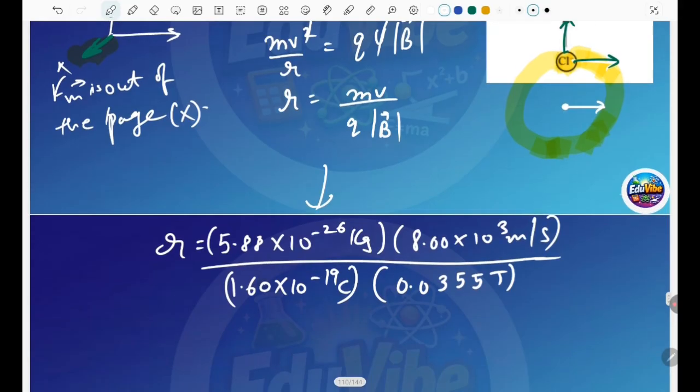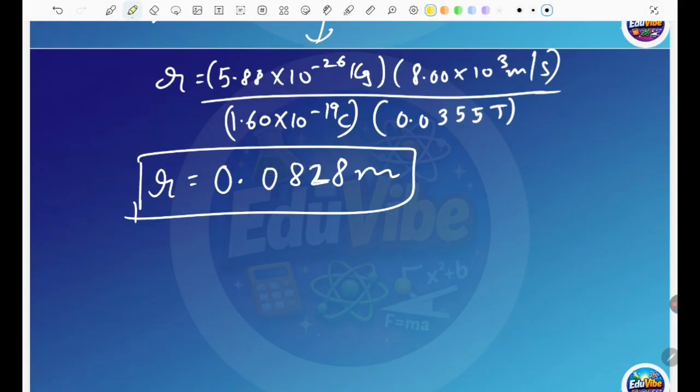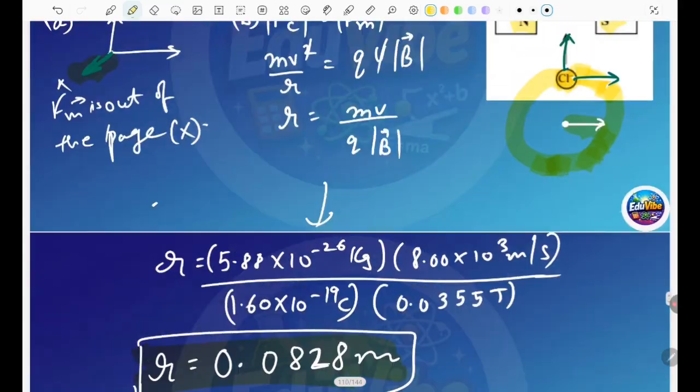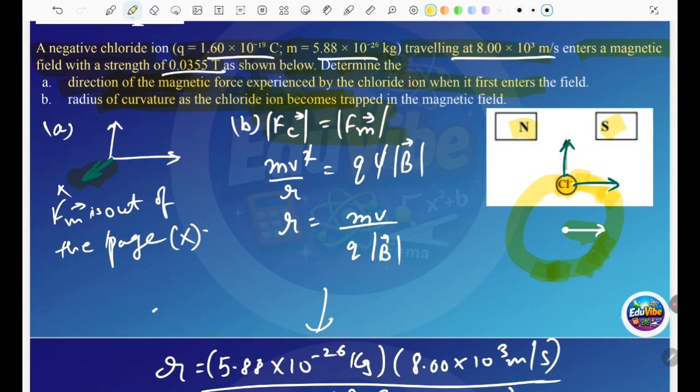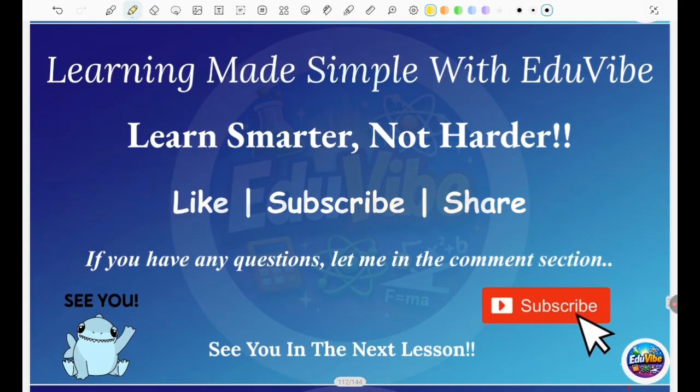0.0355 Tesla. When you do the multiplication and the division, you get about 0.0828 meters, to 3 digits. So that's the answer. That's the radius we had to find in the B part. That's how you can deal with the relationship between the centripetal force and the magnetic force. That's the end of this lesson.